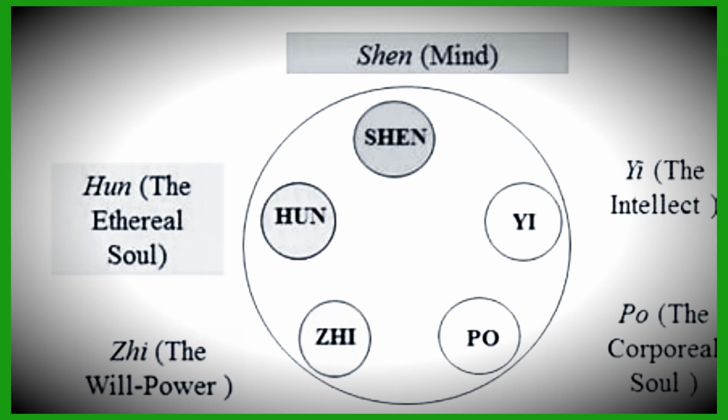Okay, so that's the Shen, capital S, Shen, little s. So before we get to the Po, we have to talk a little bit about the Hun. The Hun broadly corresponds to our Western concept of soul. According to ancient Chinese beliefs, it enters the body shortly after birth. So it's called the Hun, or the ethereal soul.